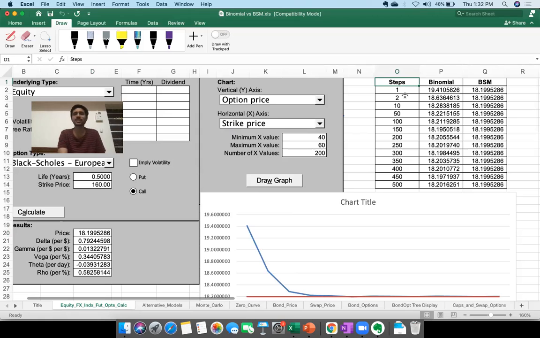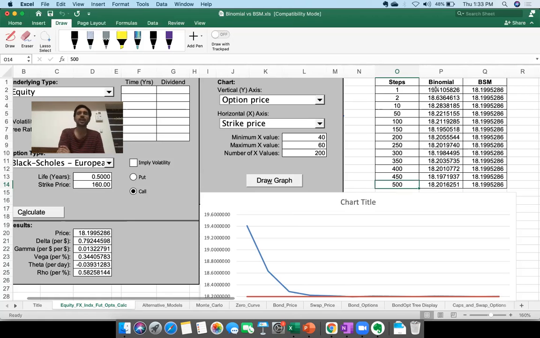I basically took steps from 1 to 500 because this calculator will not give me a value for a binomial option after 500. The maximum number of time steps is 500, and I can deal with 500. I cannot obviously sit and calculate an infinite period binomial. I can deal with a 500 period binomial tree.